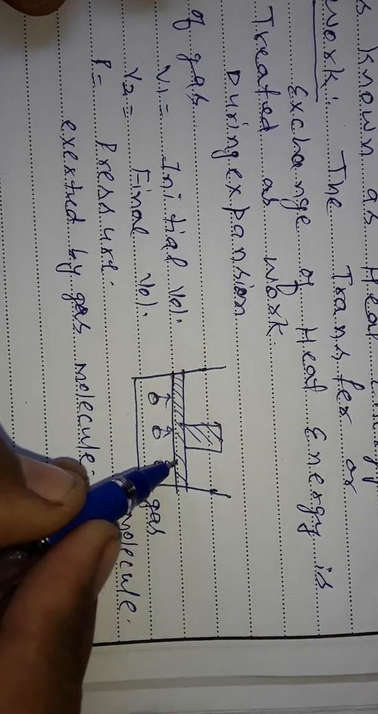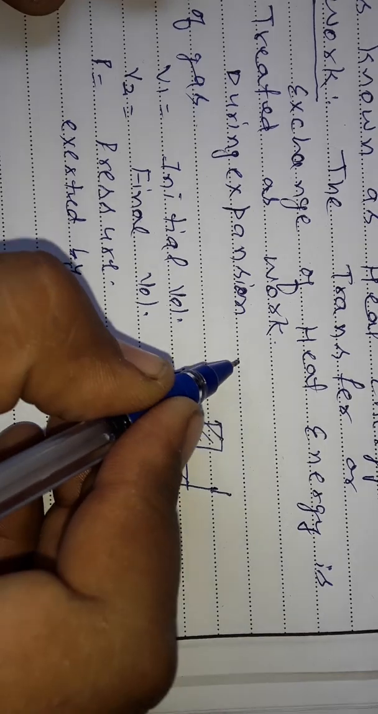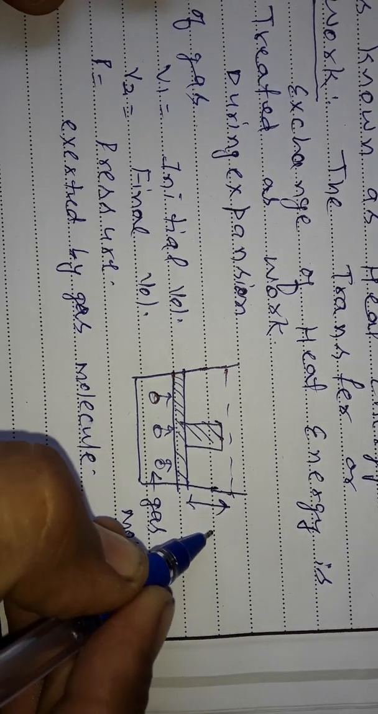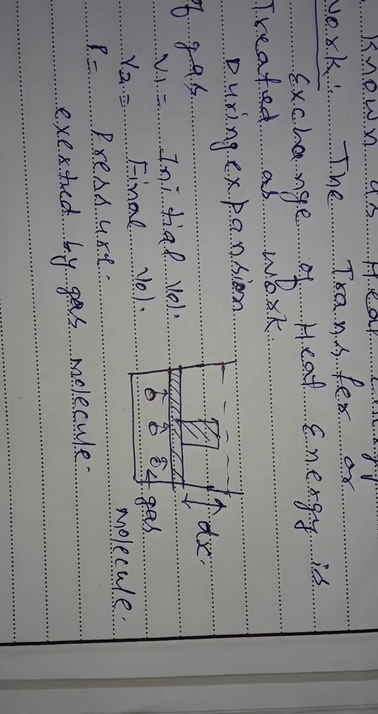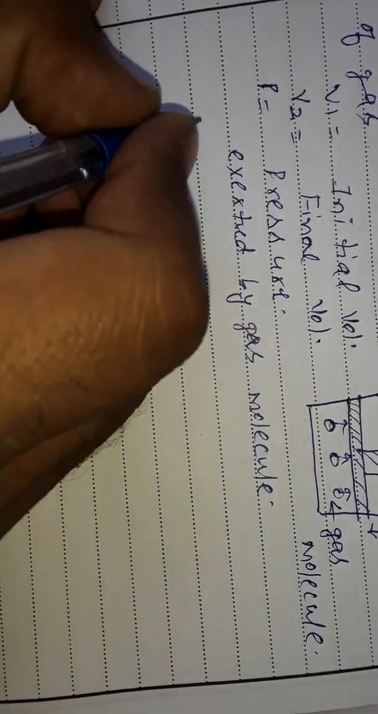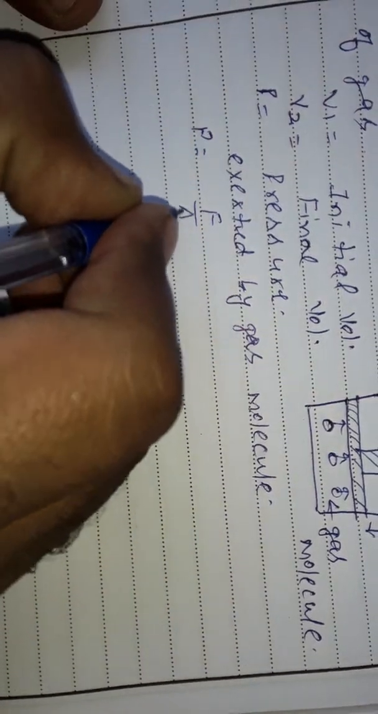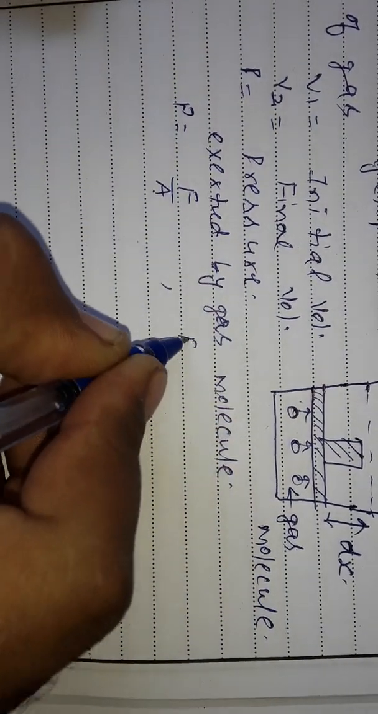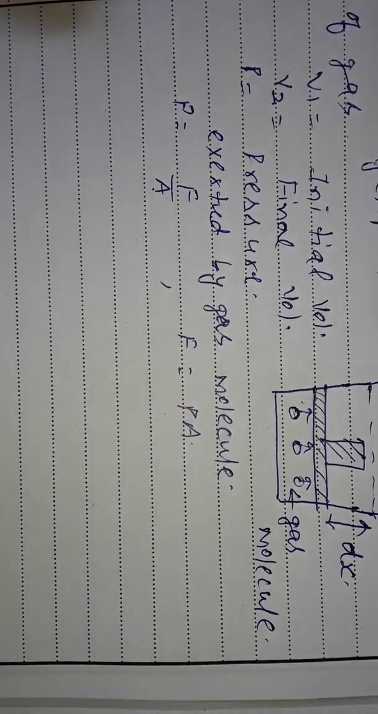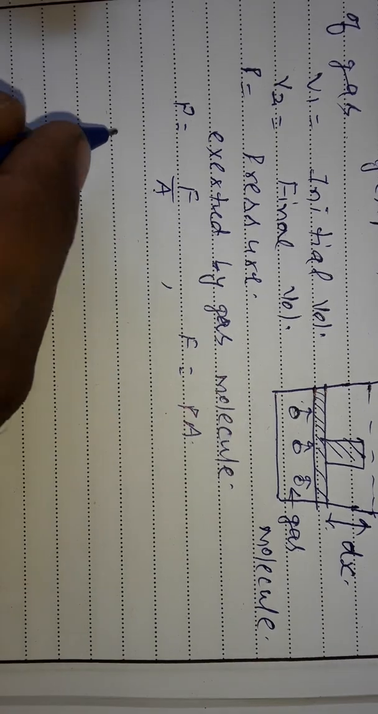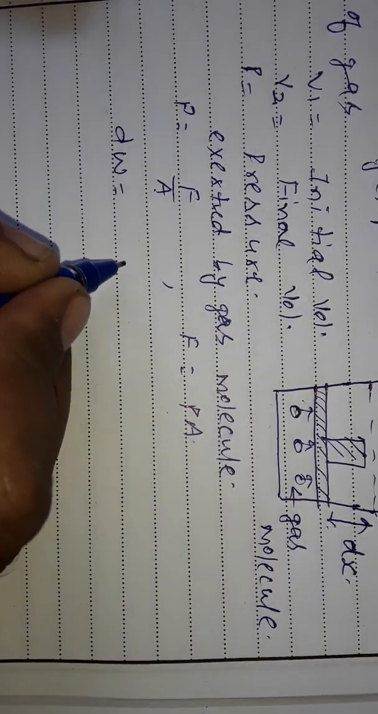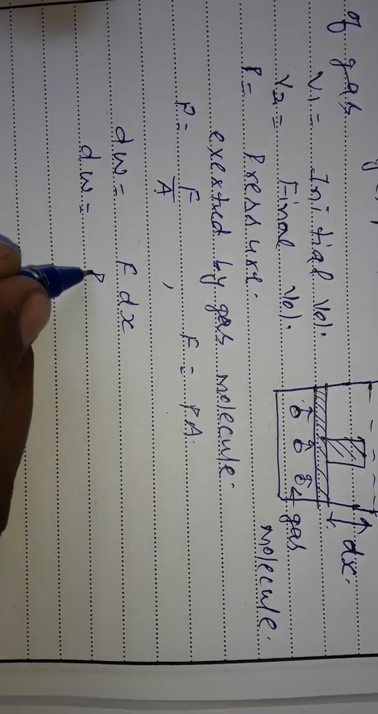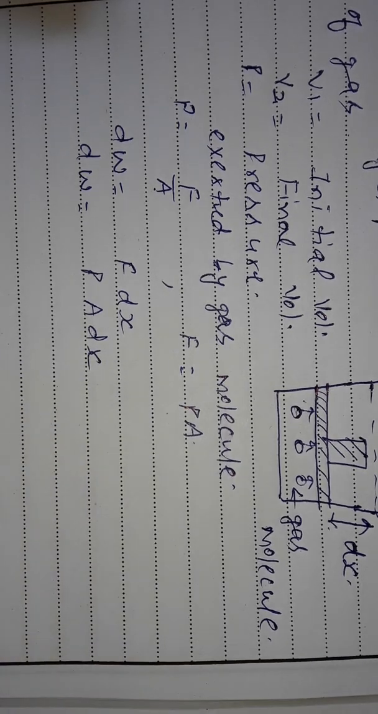These gas molecules are applying pressure on the piston, so it will move outward. Let us assume dx is a small displacement. Now, according to the relation pressure equals force upon area, where A is the area of the piston, force is pressure into area. For the small displacement, small work will be done, that is dW. So work is equal to force into displacement, so dW is equal to pressure into area into dx.